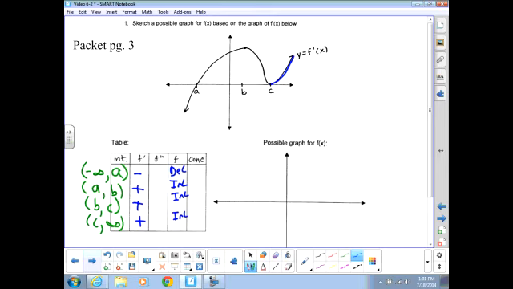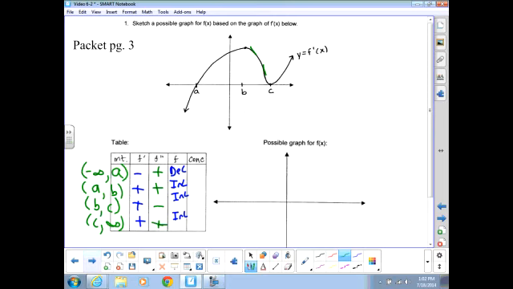Now for f prime, whenever you want to find the values in terms of positive or negative of the next derivative, you always have to look at the slopes. So we'll look at our slope from negative infinity to a. Our slope in that whole section is always positive. From a to b, our slopes are always positive. From b to c now, though, our slopes are negative. And then c to infinity, our slopes are back to positive.